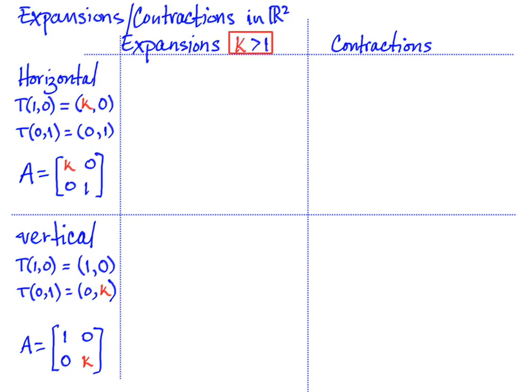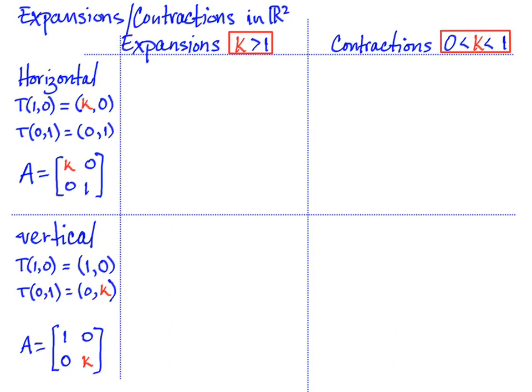So an expansion means that we're lengthening that horizontal component or that vertical component. So the scalar k is going to be greater than 1. By the way, in all of these expansions and contractions, k is a positive number. So for expansions, k is going to be greater than 1. And for contractions, k is going to be between 0 and 1. Okay? So we're not including 0, we're not including 1, and we're not using any negative scalars.